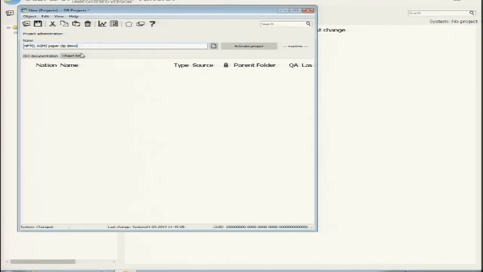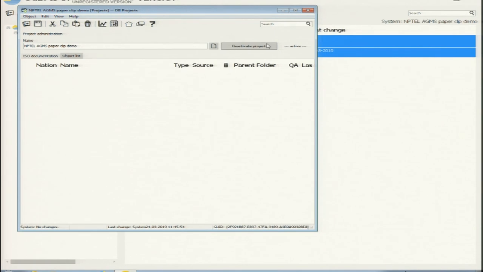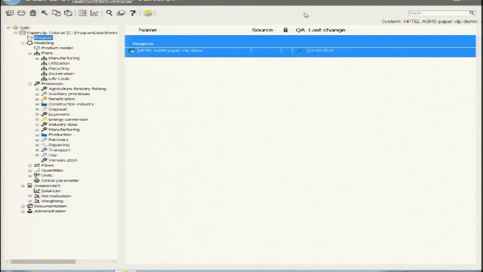Now we need to save the project in a way that this project can be used in future, and the databases that we develop in this project and connections that we make can be added to the existing database if something extra is added. So we need to save it. That happens from activate project here. We activate project, now the project is activated. So now we can close this window.